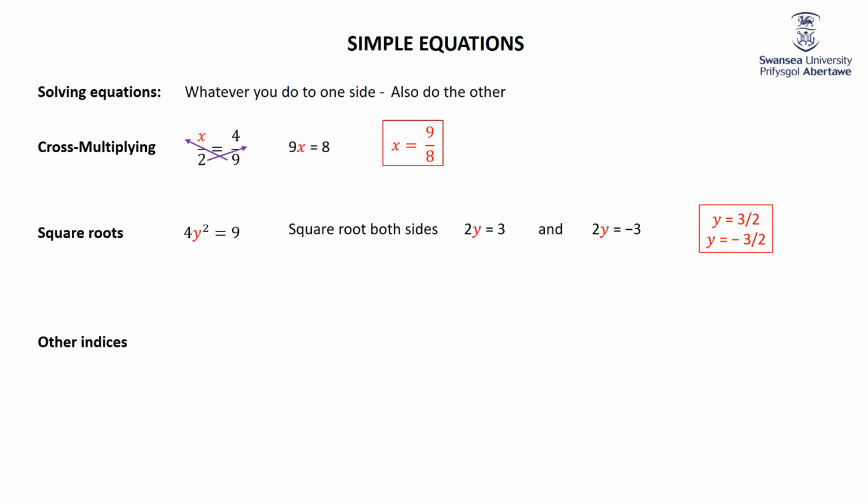Other indices, again, as long as you bear in mind whatever you do to one side, you've got to do to the other. So imagine here I've got the cube root of x equals 4. What is it messing me around with knowing the value of x directly? It's that cube root. How do I get rid of a cube root? Let's cube both sides. So the cube of a cube root is just x. Cube of 4 is 4 cubed, which is 64. Whatever you do to one side, you also do to the other.